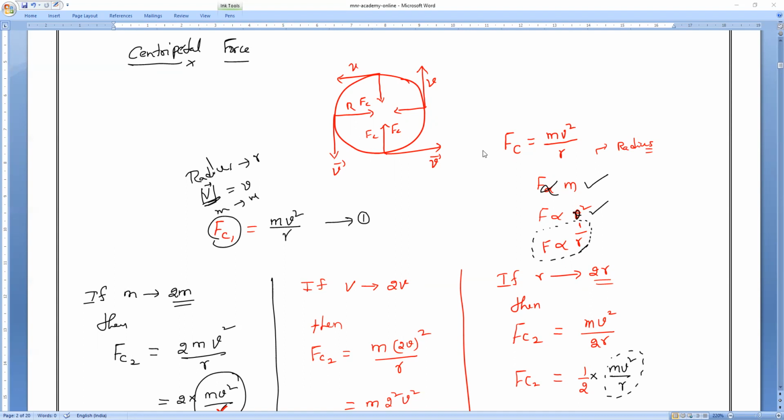So this is what we have about the centripetal force. What is the formula for centripetal force, everybody? Centripetal force is equal to mv square by r: mass times the square of the magnitude of velocity, divided by the radius. Clear? Sir, can you please scroll down the screen? Yes. So please proceed.